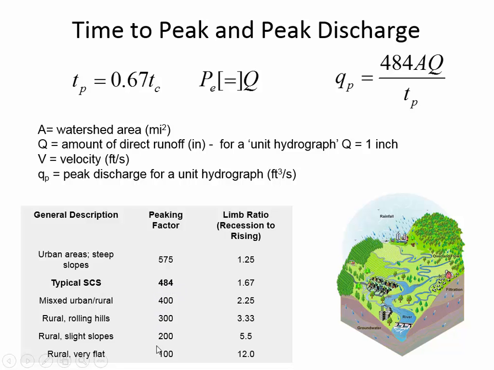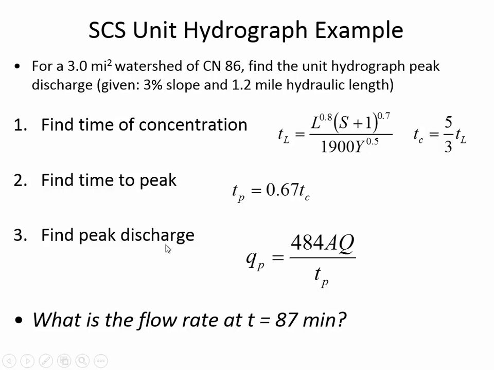So look at the different kinds of peaking factors. In a rural area that's very flat, the conversion would be 100. If it's a steep area that is urban, like Pittsburgh, where it's a city with lots of hills and lots of rivers going through there, it may have a higher peaking factor. And so let's put that into practice with an example here.